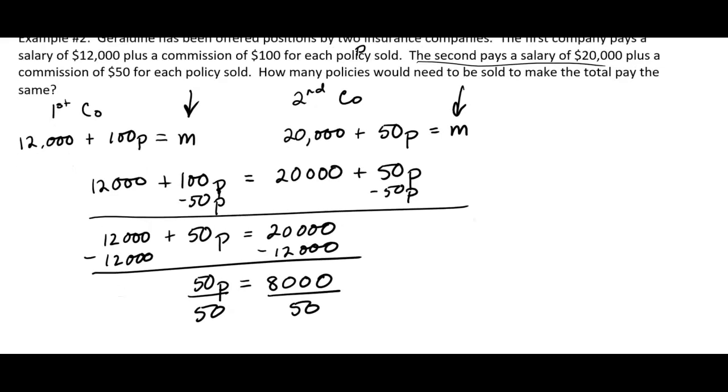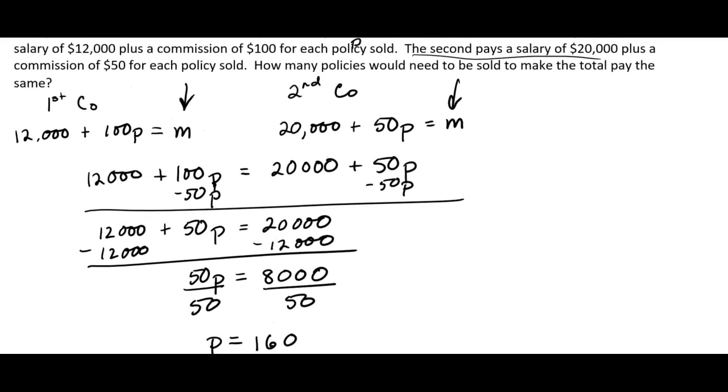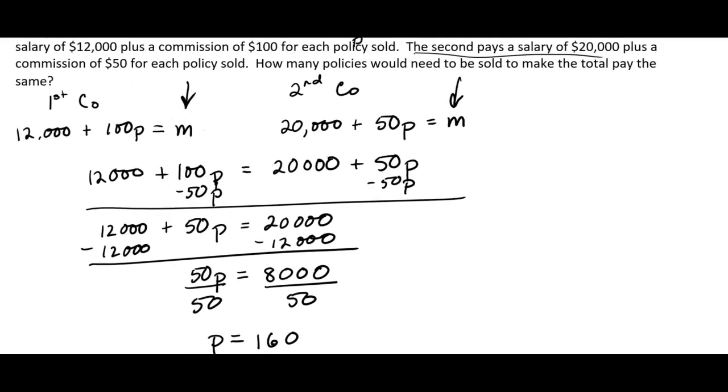And maybe I would pull out a calculator. Maybe I'll just say divide it here. So it's going to be 160. I think it's 160. So what does all that mean? Well, if she were to sell 160 policies, it doesn't matter if she went to company 1 or company 2, they would be the same amount of money. And it says how many policies would need to be sold to make the total pay the same. So 160 policies is the answer.